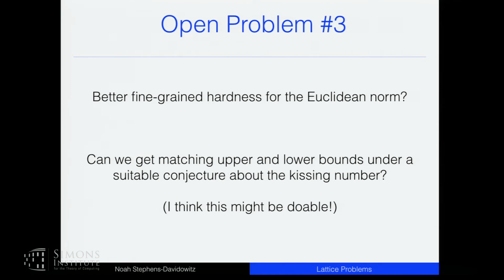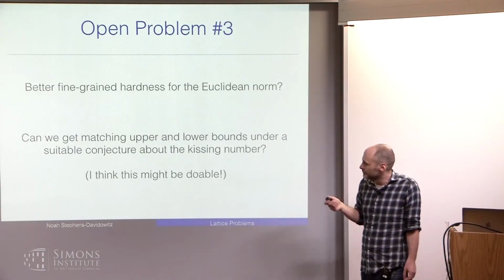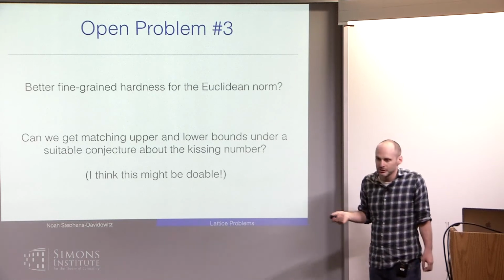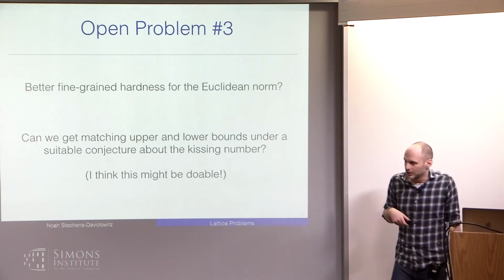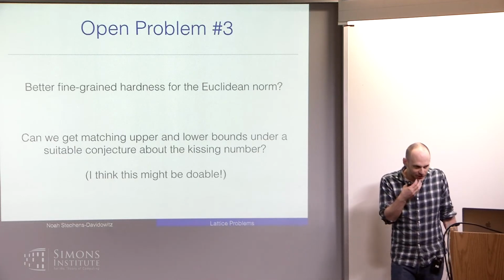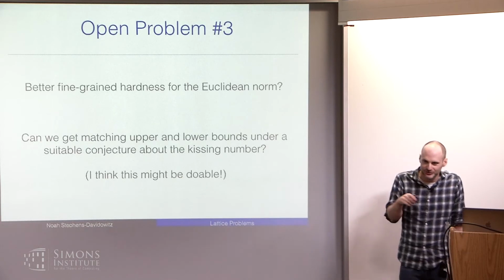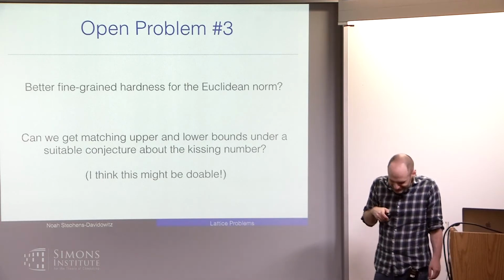The obvious open problem is to get better fine-grained hardness results for the Euclidean norm. This is one of the holy grails, I think. And I'll even ask a really bold question: can we get matching upper and lower bounds under just a geometric conjecture? Again, I'm excited about the fact that the kissing number appears multiple times. So I think this might plausibly be doable, which is exciting.